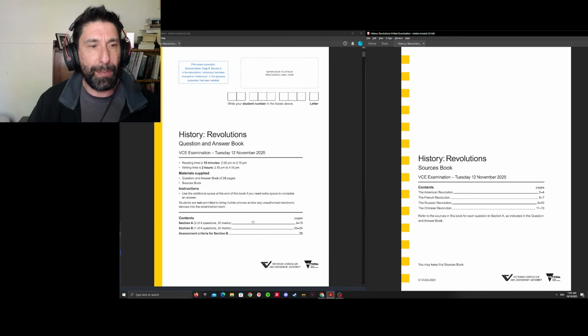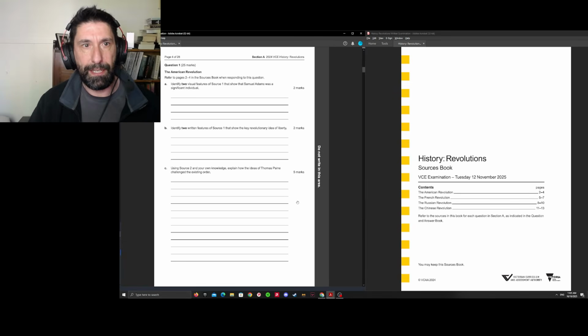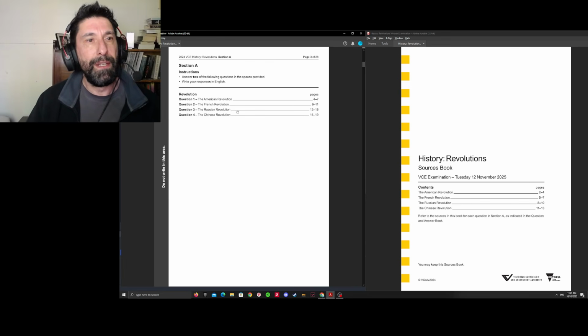So let us get into it anyway. Let's look at section A, and I'm going to go to the Russian Revolution. So I'm going to turn over the page. All right, so here we are, the instructions.